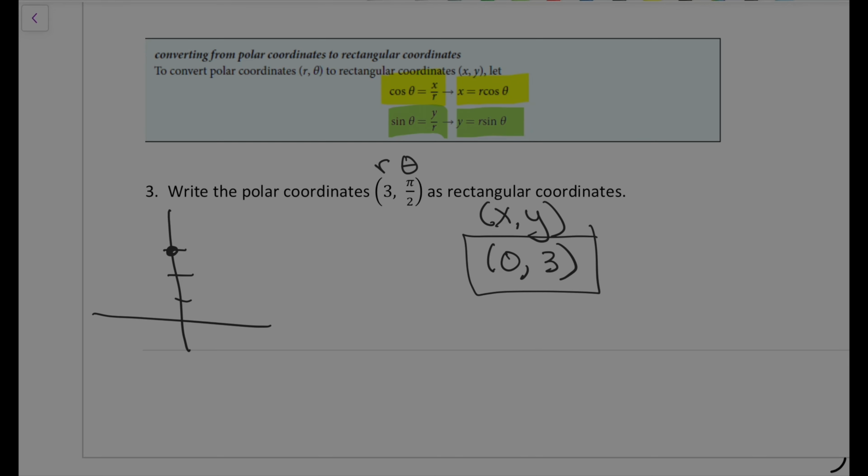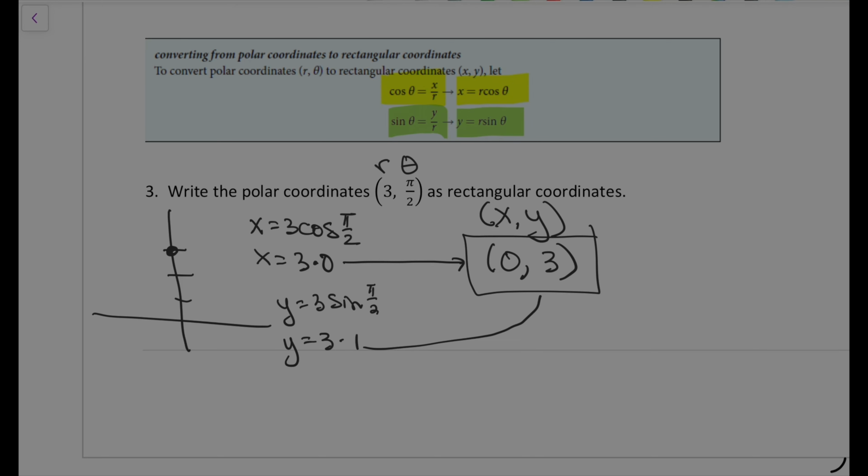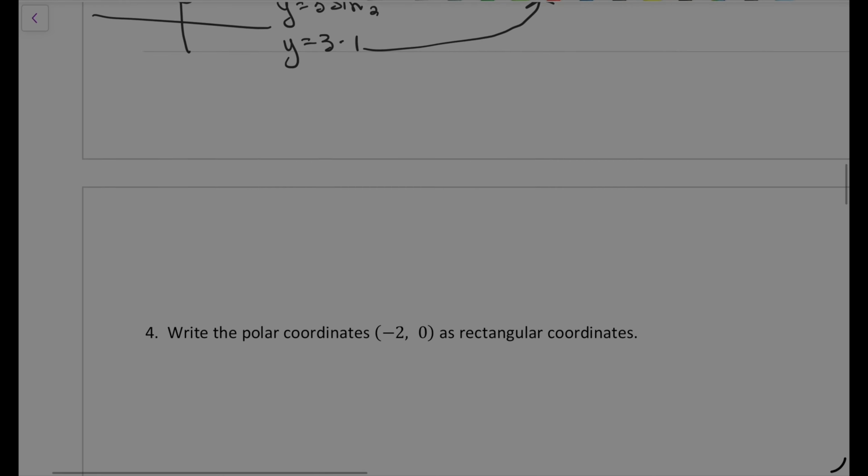If x is equal to r times the cosine of pi over 2, then x is equal to 3 times 0. Oh, how about that? We get 0. If y is equal to 3 sine of pi over 2, then y is equal to 3 times 1, and we get 3. Okay? All right, let's practice that one more time.